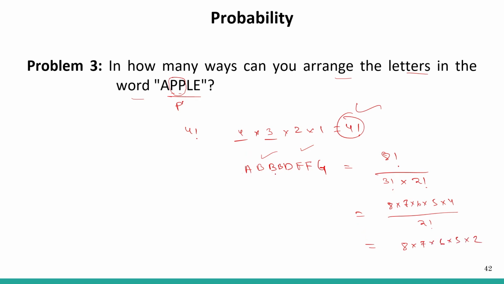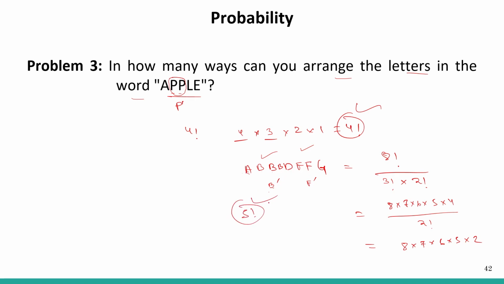So let's try this using our methodology, where we assume all the same letters as 1. So this will be B dash and this will be F dash. So how many letters are there? 1, 2, 3, 4, right? Only 4 letters are there. So in how many ways can these be arranged? These can be arranged with 1, 2, 3, 4, 5.